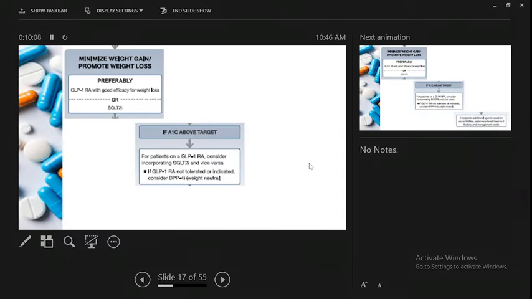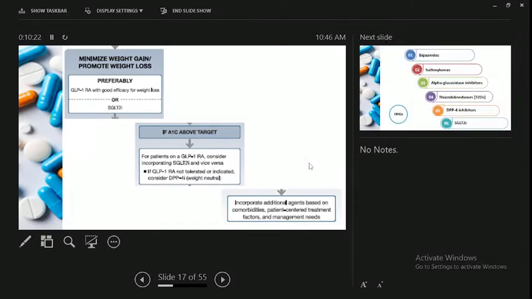And if your HbA1c target is not achieved by adding one of them, then you can switch and see. That is, if you added an SGLT2 inhibitor first, then you can try a GLP-1 receptor agonist, and vice versa. And if both are not tolerated or indicated, or cannot be given, then you can consider a DPP4 inhibitor, which is actually a weight-neutral medication. It doesn't cause weight loss.